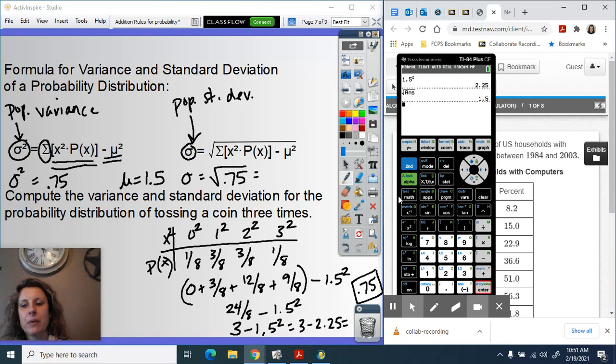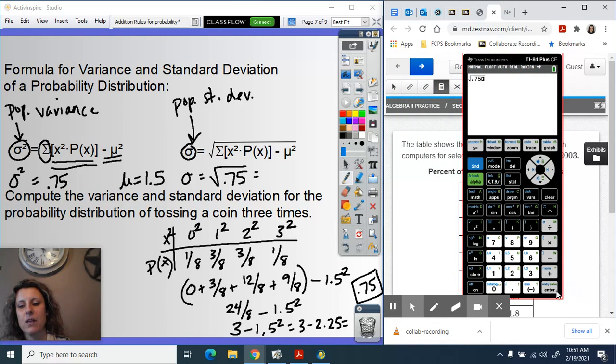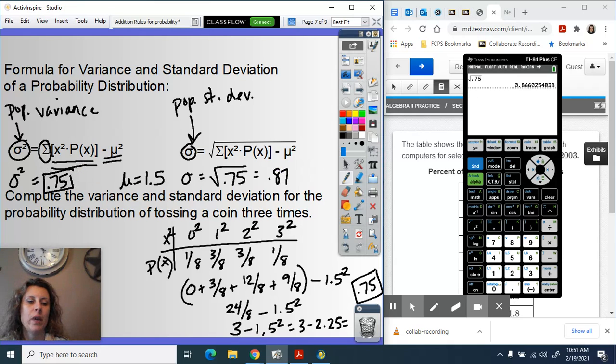Oops, I just took the square root of 2.25. So let me try that again. Square root of 0.75. And we get 0.87 if I round that to 2 decimal places. Okay, so our variance is 0.75 and our standard deviation is 0.87.